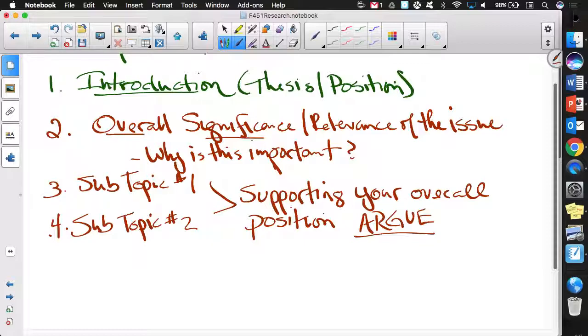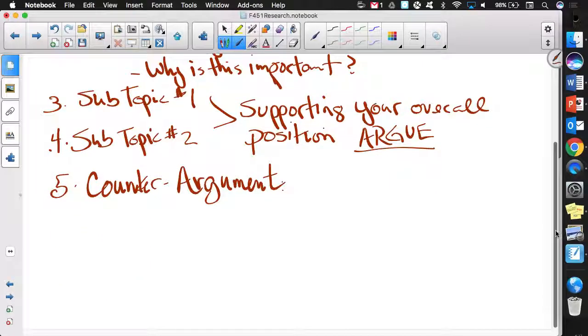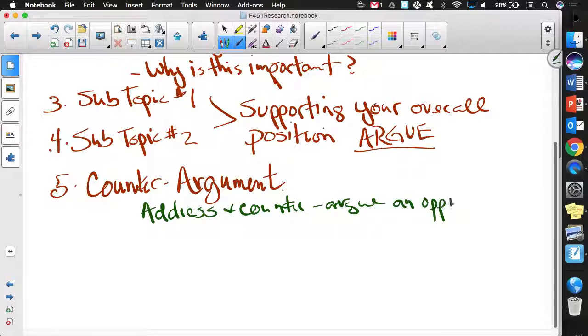So if that happens for you, your fifth paragraph is going to be a counter argument. What that means is you are going to address and counter argue an opposing viewpoint.